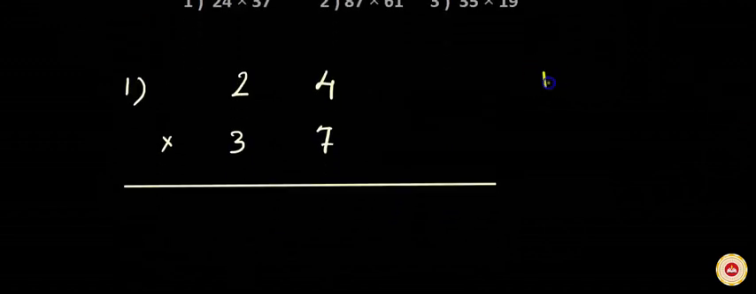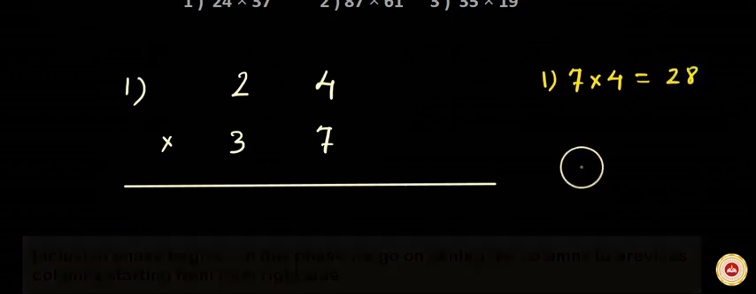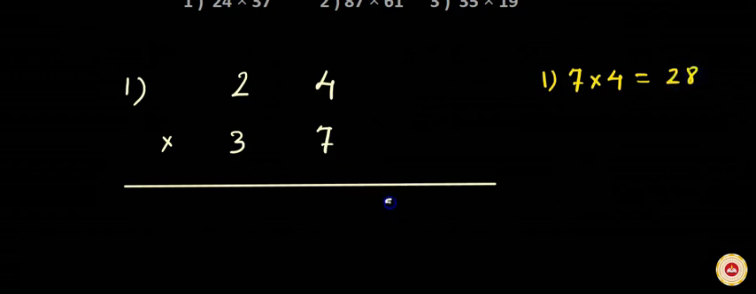I will write steps in this part. 7 multiplied by 4, 7 4s are 28. So friends, write 28 in the rightmost part and let us separate this 28 from other parts.